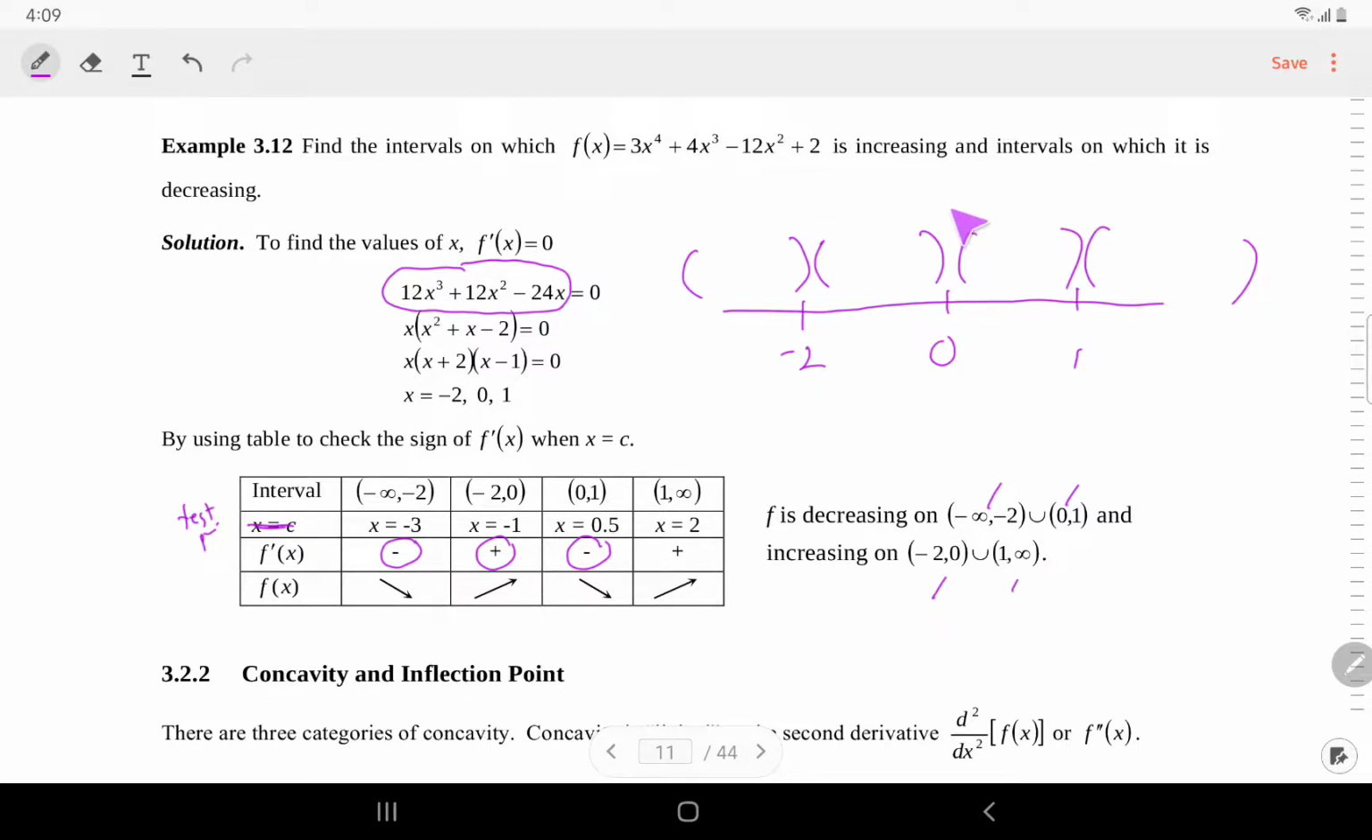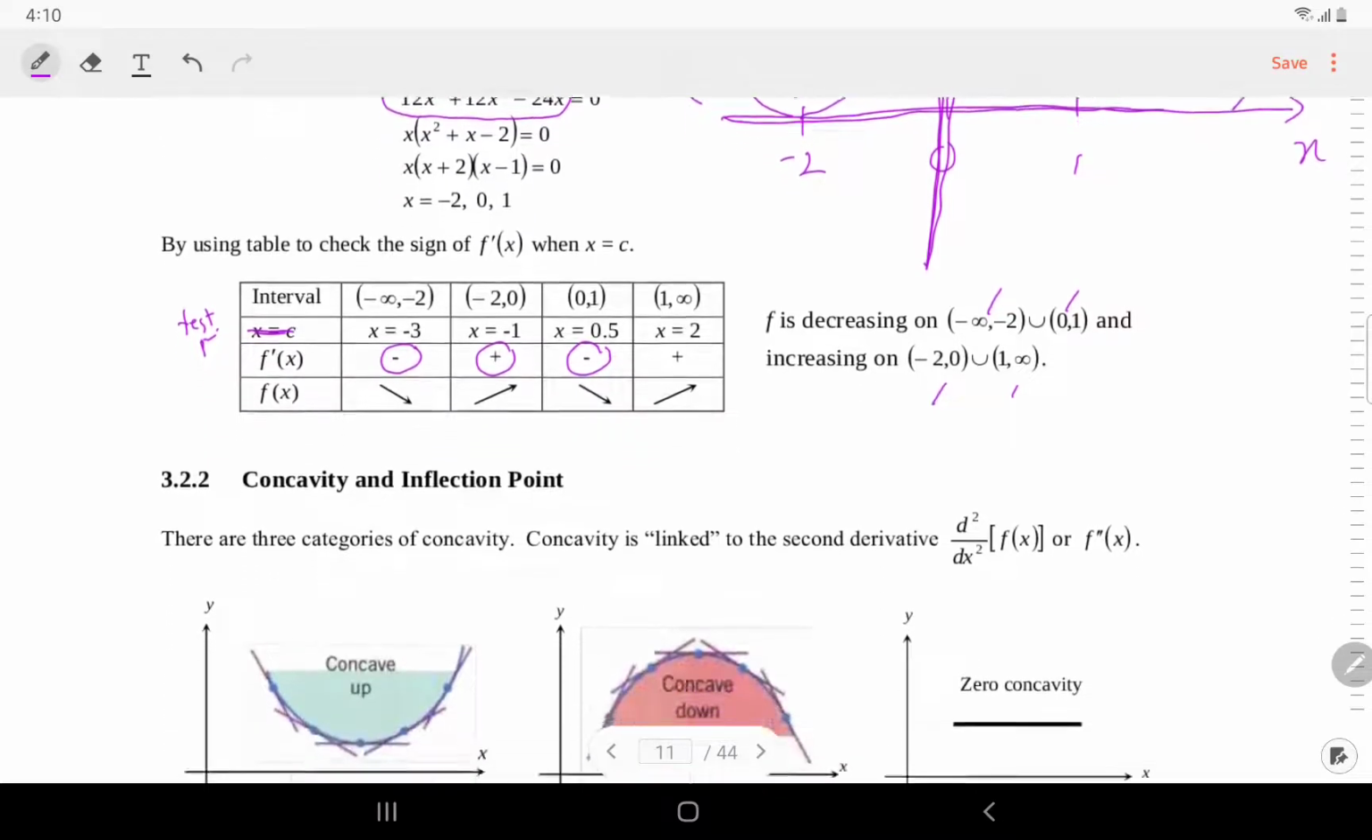So, when we draw the graph for this function, this is the y-axis and here is the x-axis. The y-axis is at x equal to 0. Between negative infinity and negative 2, the graph goes down. Between negative 2 and 0, the graph goes up. Between 0 and 1, the graph goes down. Between 1 and infinity, the graph goes up. The graph looks roughly like this. Okay, that's how we find the intervals of increasing and decreasing.